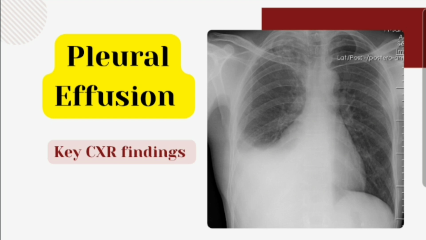So the key chest X-ray findings in pleural effusion that you will describe to the examiner is that this is chest X-ray PA view of adequate quality. Trachea is central. There is homogeneous opacity in the right lower zone with a meniscus sign indicating fluid layering in the pleural space. There is also blunting of right costophrenic angle which is consistent with pleural effusion. Diaphragm is elevated and partially obscured on the right side.